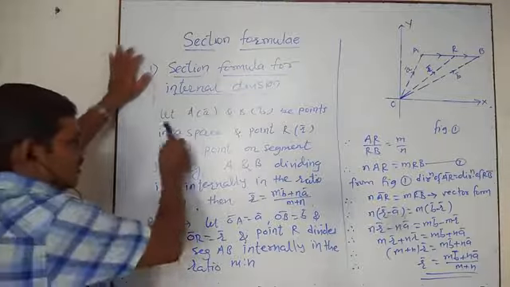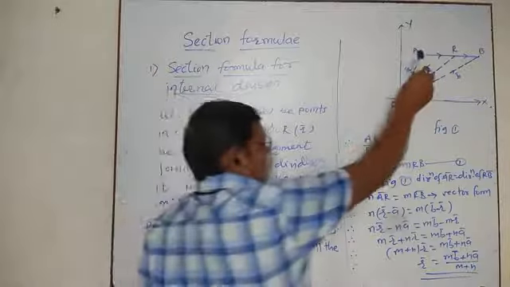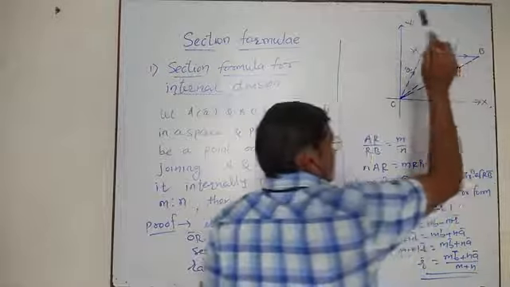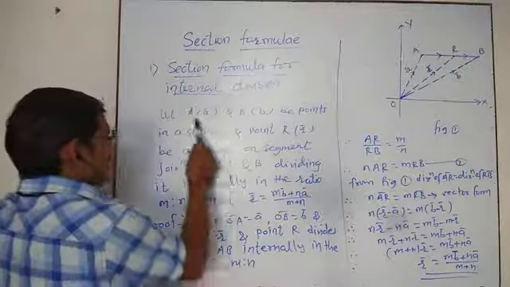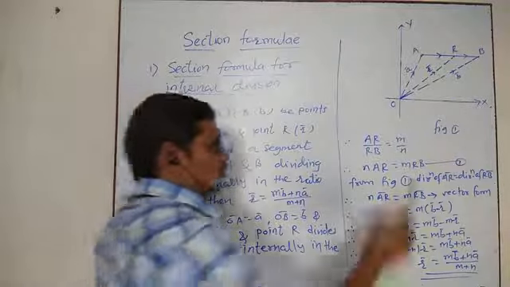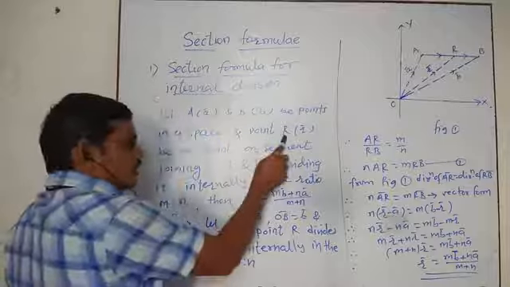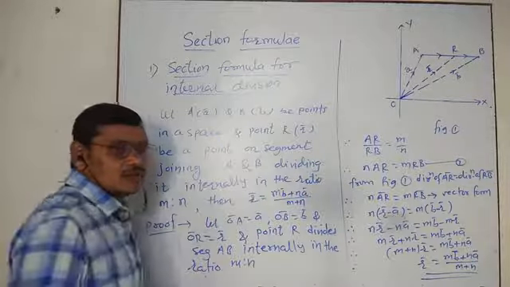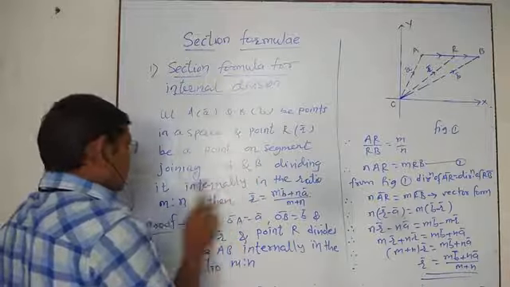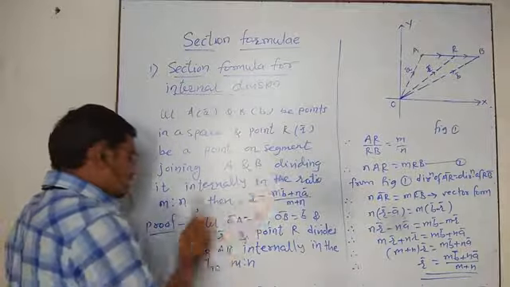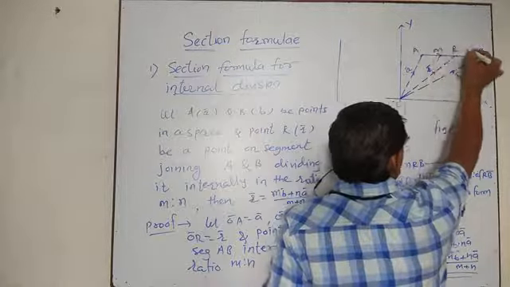Okay. So for that we take 2 points and we join them, we get a segment. So A and B are 2 points in a space with position vectors A bar and B bar. We join them, we get segment AB. Let R be a point, whose position vector is R bar, on the segment joining A and B, dividing the segment internally in the ratio M is to N.